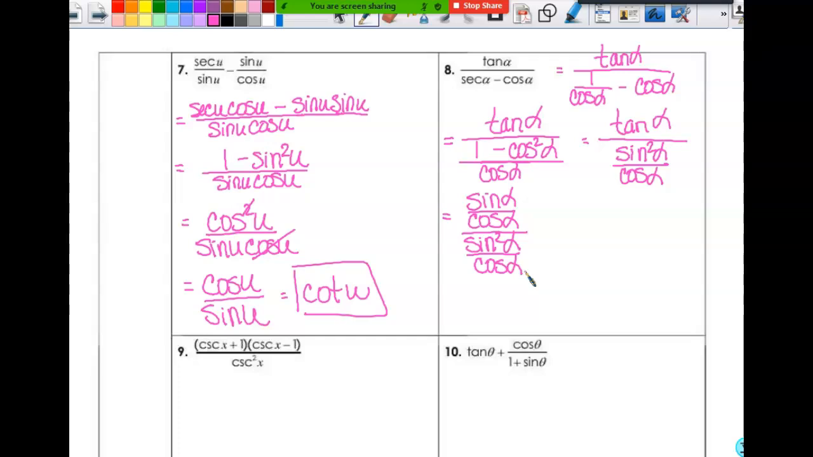So now I'm going to multiply by the reciprocal. So my numerator is sine alpha over cosine alpha. Multiply that by the reciprocal of this, so that's cosine alpha over sine squared alpha. Those cancel out. This sine cancels with one of those. It's going to give me 1 over sine alpha. And then the reciprocal of sine is cosecant alpha.